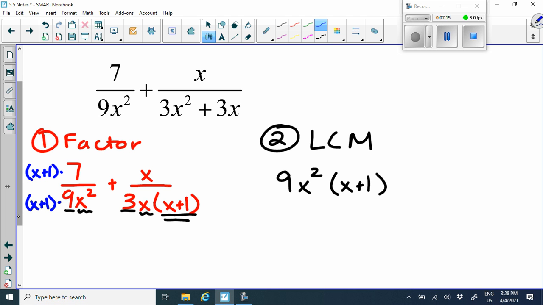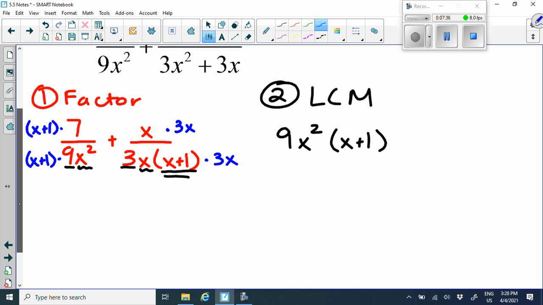Now, on my second one, what am I missing? I have to get to a 9. So 3 times what gives me 9? Well, that's going to be 3. And I have to go from an x to an x squared, so I need to multiply by an x. Now, I already have that x plus 1, so all I need to do is multiply the denominator and numerator by 3x. So now I go ahead and rewrite.